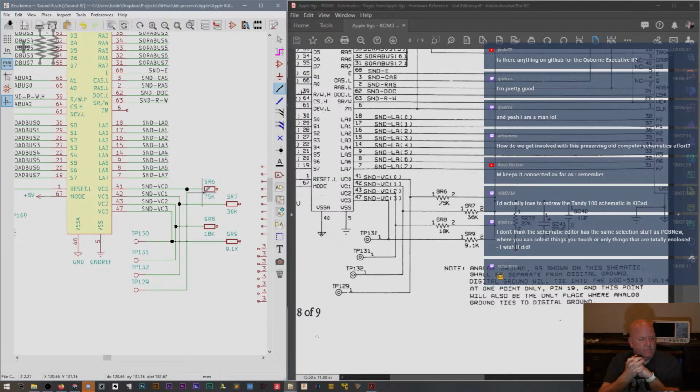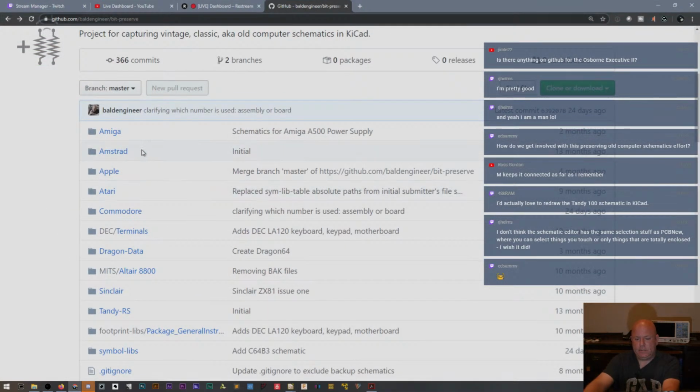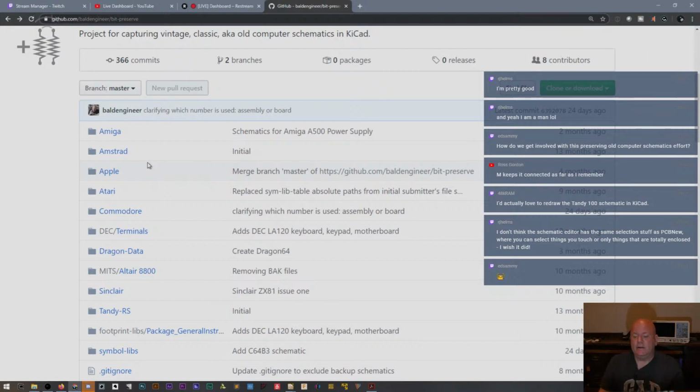How do we get involved with preserving old computer schematics effort? So there's a couple of ways. Number one is go take a look at the GitHub, and if there's a system in here that you would like to draw the schematic for, then go for it. If you've already drawn the schematic for one, feel free to add it.